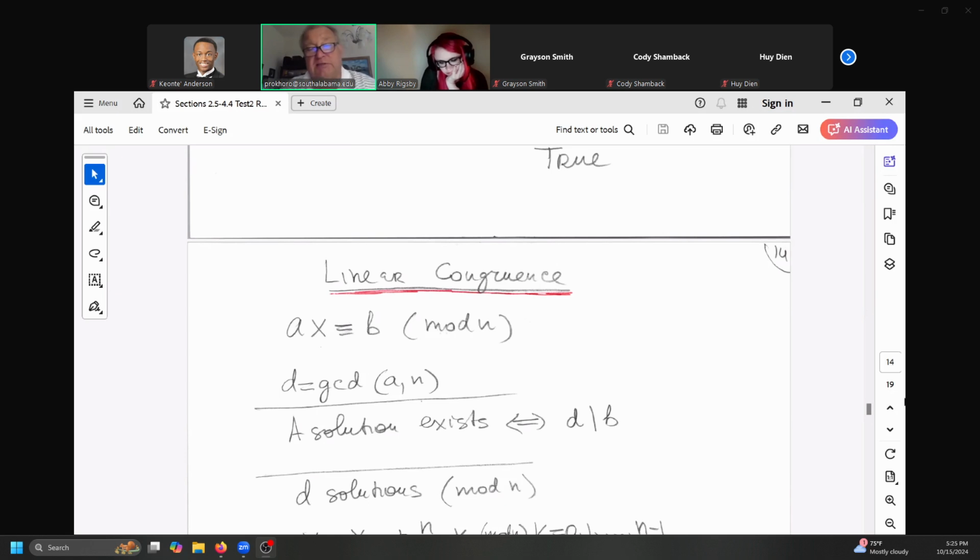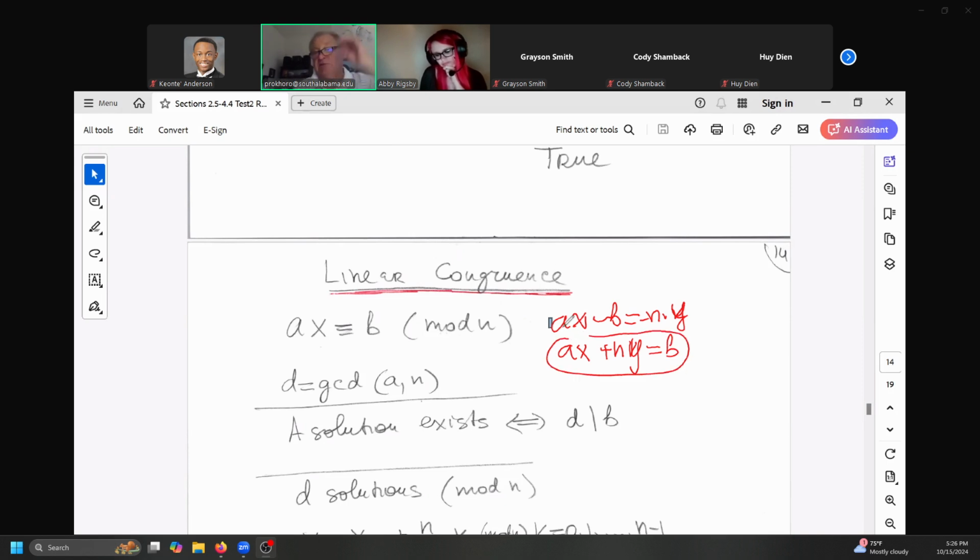One of the important ideas related to this equation is how to rewrite it. a times x is congruent to b modulo n. It means the difference ax minus b is divisible by n. So this means we can write this equation in the form ax minus b equals n times k, or minus n times k. Or we can write it like this, ax plus ny equals b.